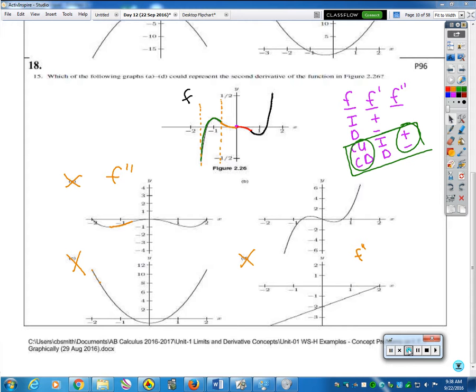What we noticed right away was that the graph of f is concave down. So here f is concave down. Now f is concave up. F is back to concave down. F is back to concave up. So we're finding the second derivative. We are finding the second derivative of f.